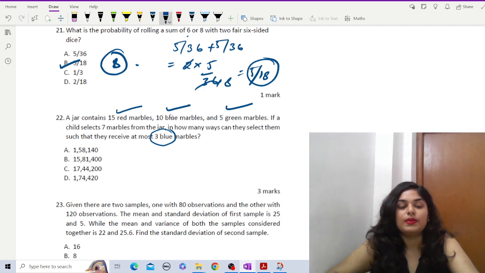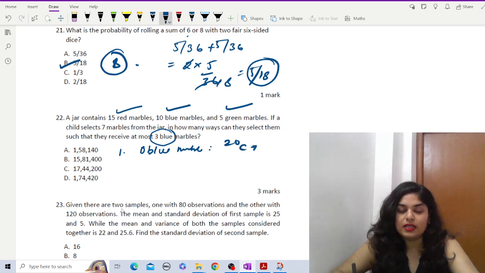How many blue marbles are there? 10. So out of 10, 0. If 0 blue marbles are there, then 7 marbles will be a combination of red and green. So that's how we have to find the combinations. The first possibility is 0 blue marbles. So that is 20, because the total of red and green is 15 plus 5, 20. So out of 20, C7, because there are no blue marbles at all.